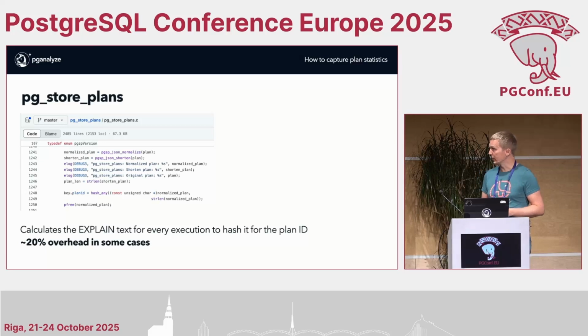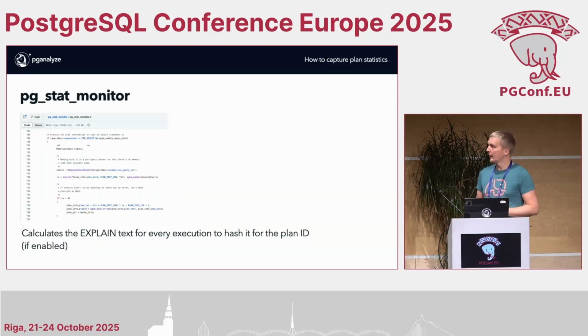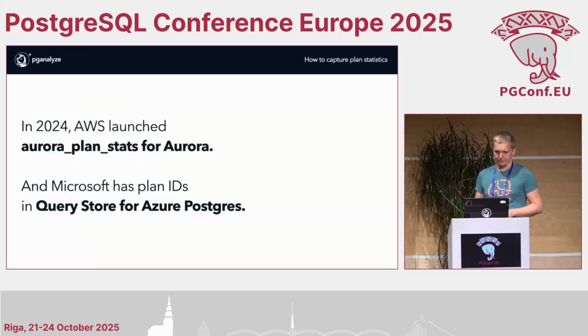There are other alternatives. There's pg_store_plans, which has been around for a couple of years, but that one has high overhead. I'll speak more about how we can reduce the overhead, but basically I wouldn't use pg_store_plans in production because unfortunately the way it does things means you have, in some edge cases, 20% overhead if you enable that extension. pg_stat_monitor is another extension that optionally can collect plan statistics, and only if you enable that option, it also has high overhead because of the way it calculates the plan ID.